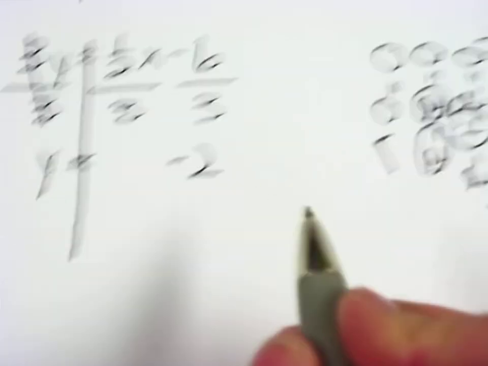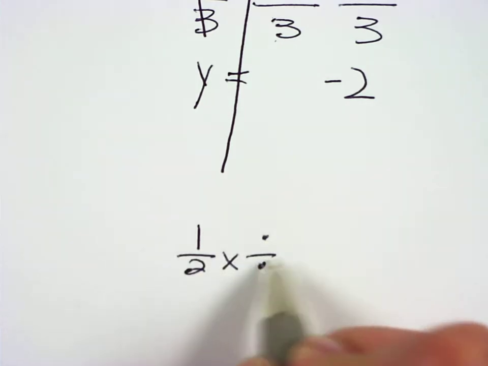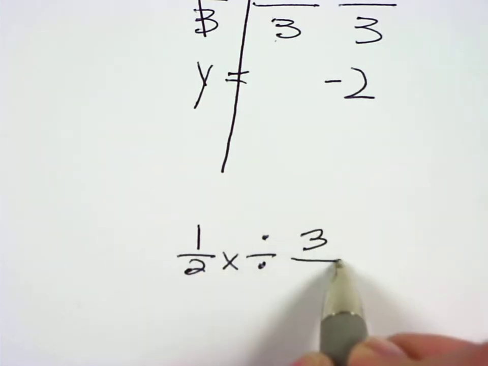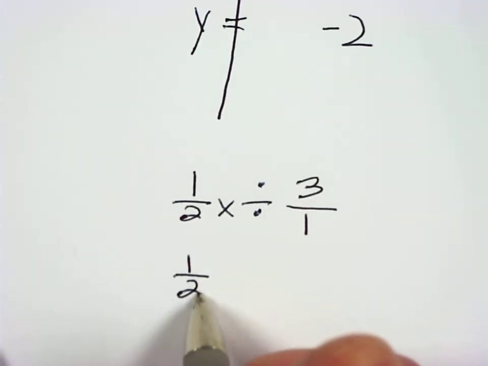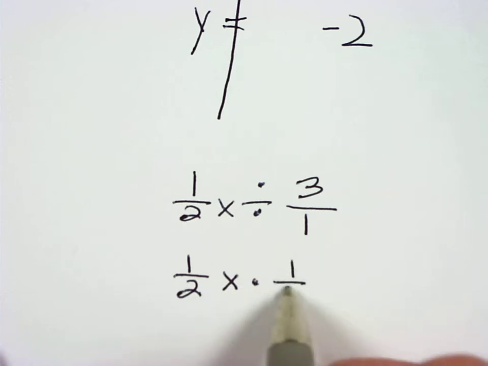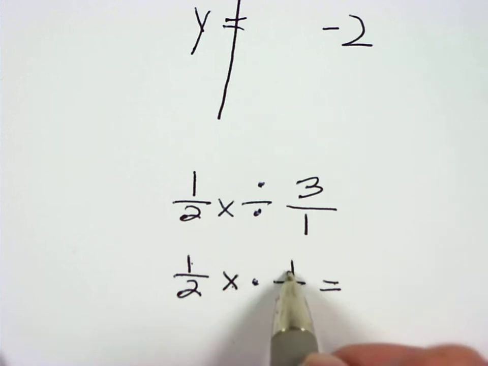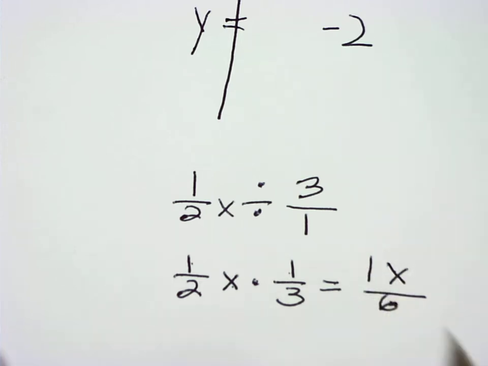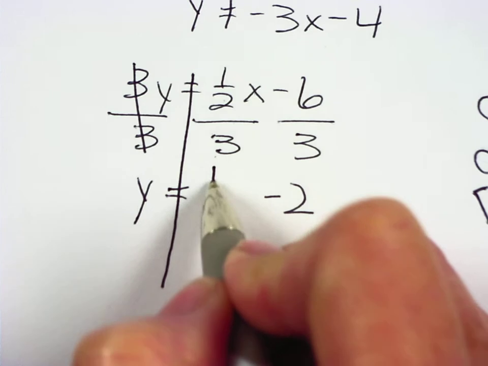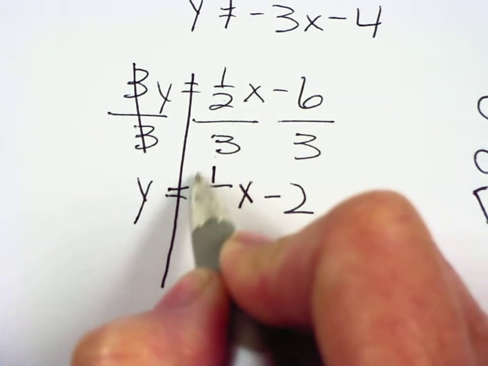I'm going to go over here. Okay, how about down here? 1/2 x divided by 3. Let's call this 3 over 1. You know how to divide fractions. You multiply by the reciprocal of the second fraction, and then you multiply straight across. 1x times 1 is 1x, and 2 times 3 is 6. So we get 1x over 6, which we can call 1/6 x, because this is our slope.